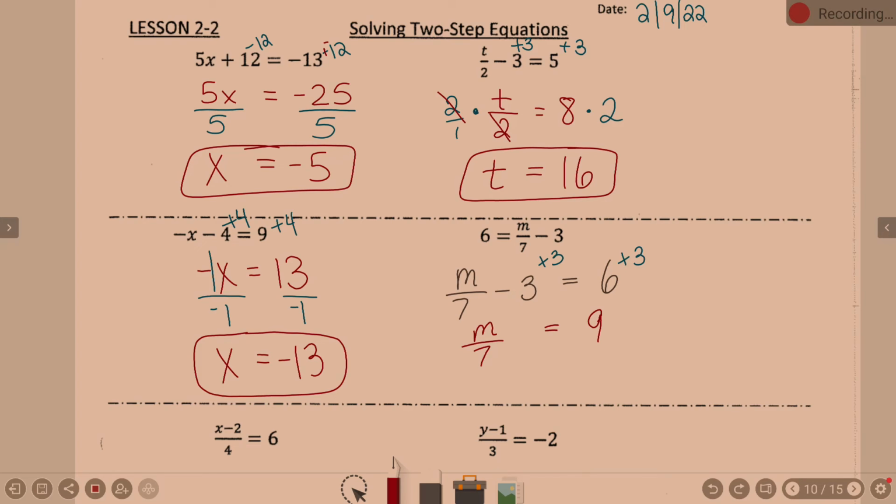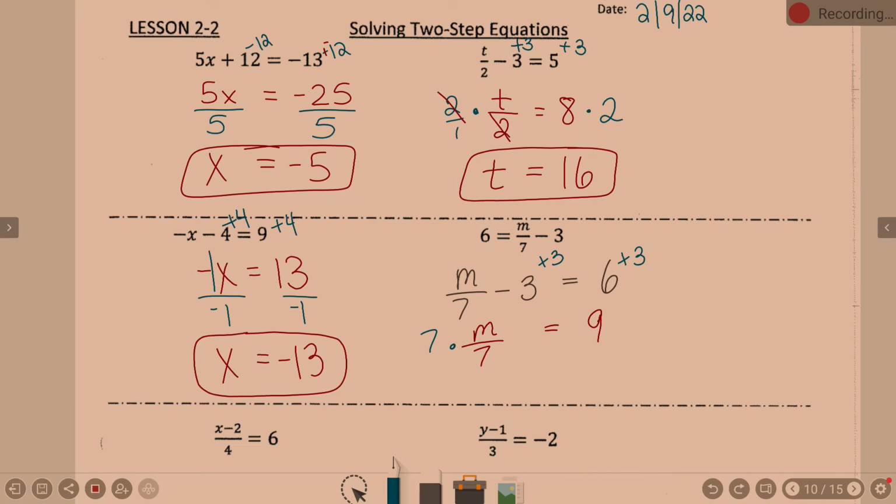Am I done? Nope, because you have to get m by itself. Now, what is currently being done here? Division. So if this is division, what do I have to do to solve? Multiply. If it's currently division, we can't divide again to solve. Multiply, do the opposite. Multiply and divide are opposites. So since this is currently divide, we're going to multiply.